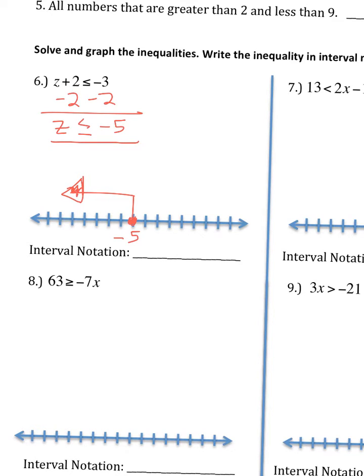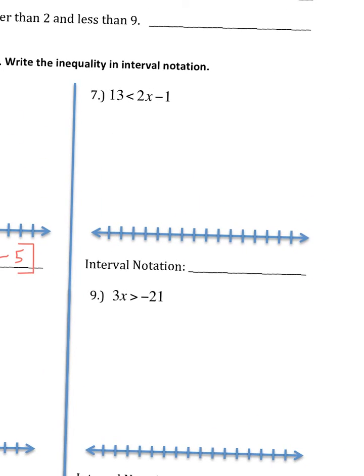As far as interval notation goes, I always go from left to right. So my far left number out here is -infinity. My far right number, it goes all the way up to -5. Infinity signs always have round parentheses. Filled in have square.